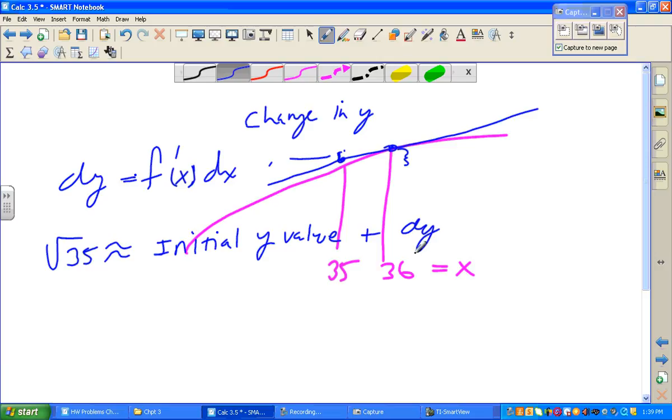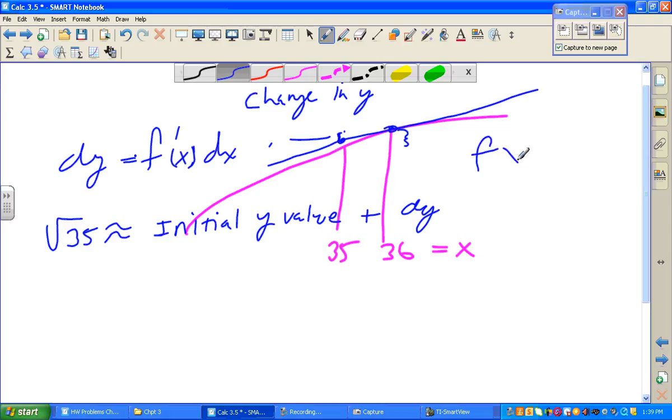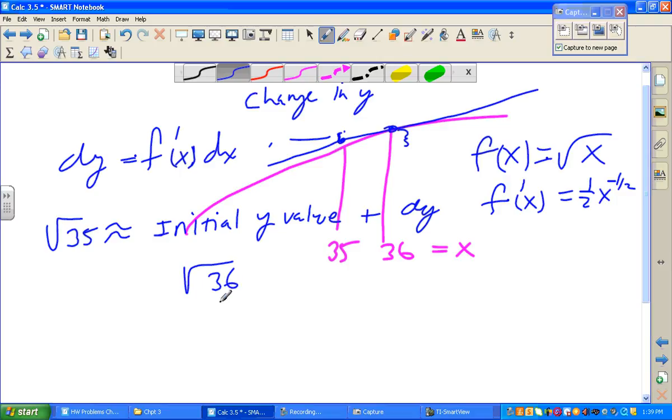Okay? So if I take a look, let's say f of x equals the square root of x. The derivative is going to equal 1/2 x to the negative 1/2, isn't it? So my initial y value is the square root of 36, and that's 6. I add to that 1/2 times 36 to the negative 1/2 times negative 1.